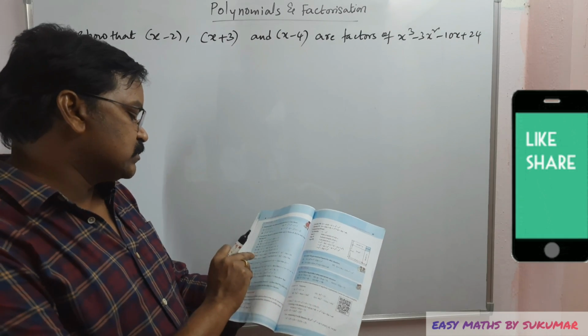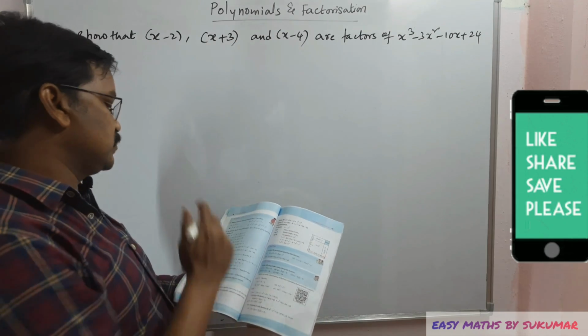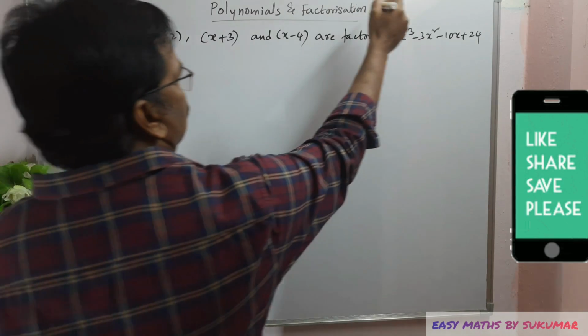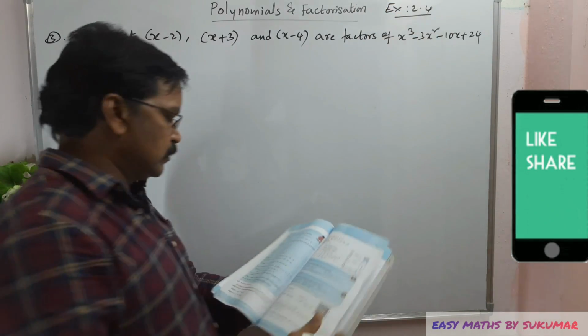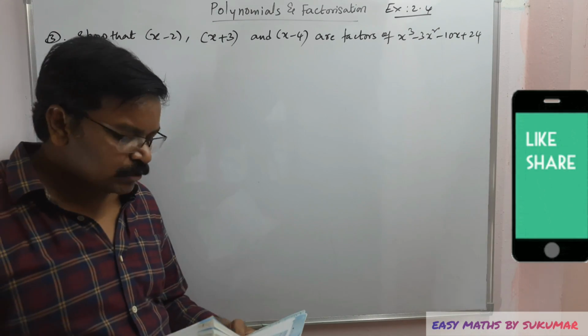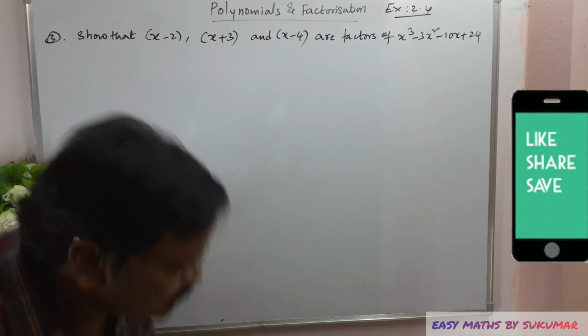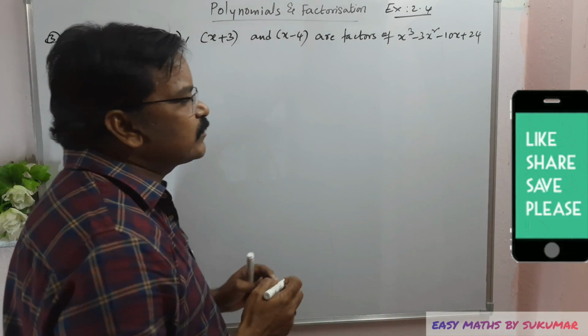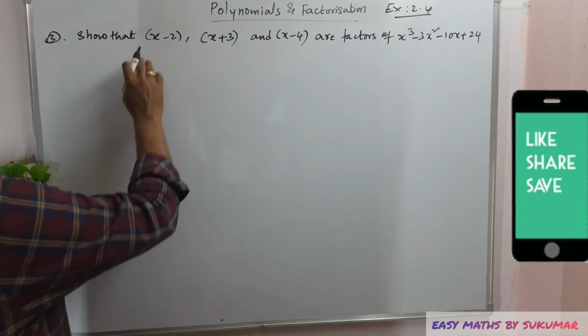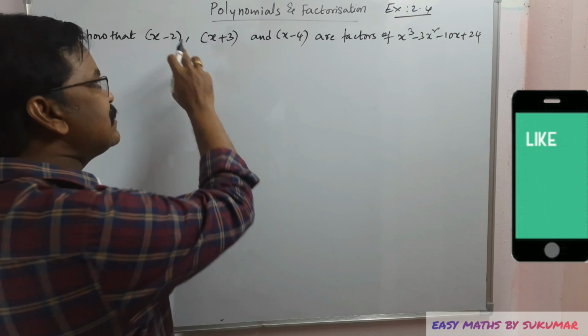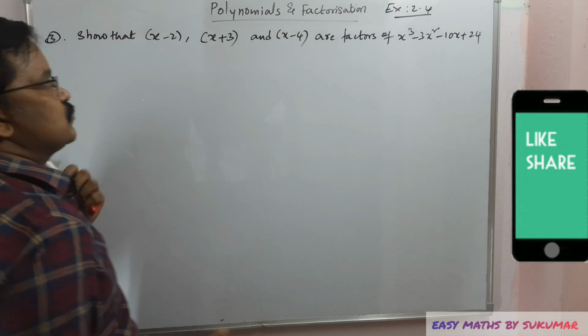Coming to the third bit in exercise 2.4. Let me read out the sum. Show that x minus 2, x plus 3, x minus 4 are factors of x cube minus 3x square minus 10x plus 24. So we have to show that these three are the factors.